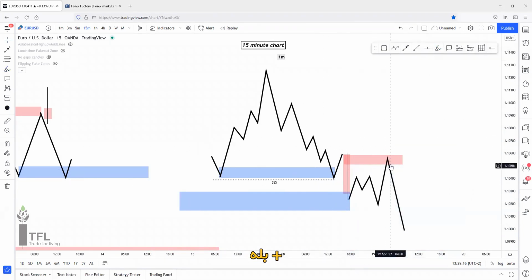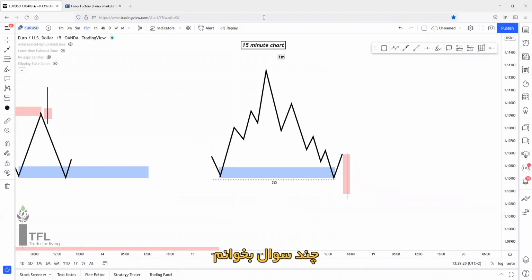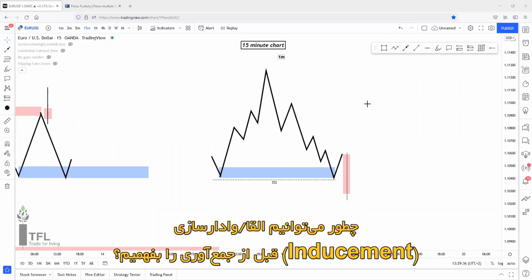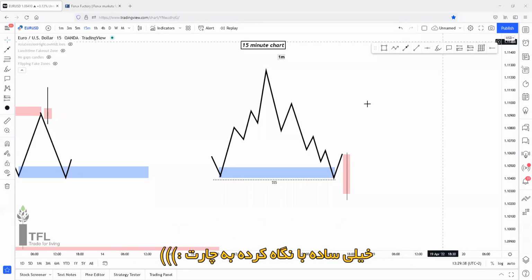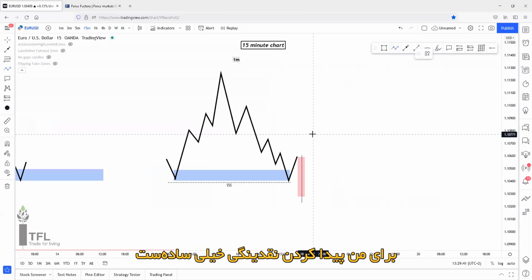Yes, I know. I want to be sure. Okay, let me just read some questions. If there's double tap below, will you take a risk? I can't understand this question, Nikita, sorry. How can you recognize inducement before sweep? By just simply looking at the chart. I mean, liquidity is, for me, easy to know.